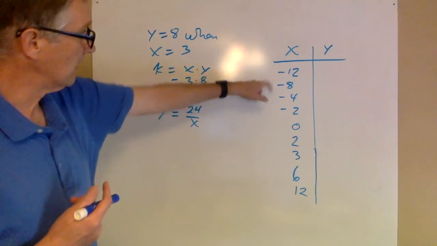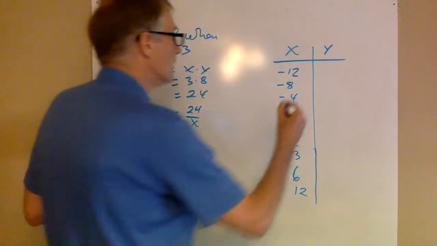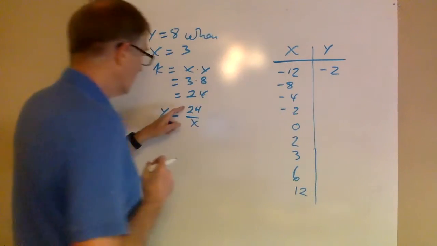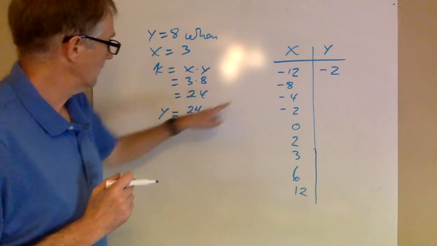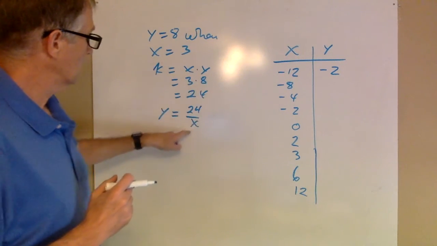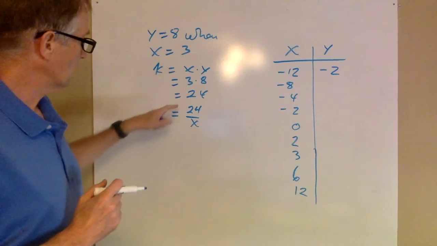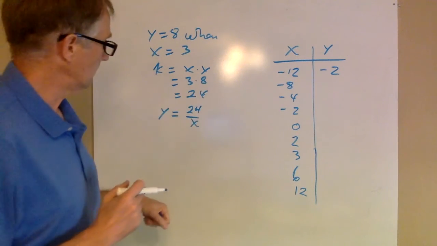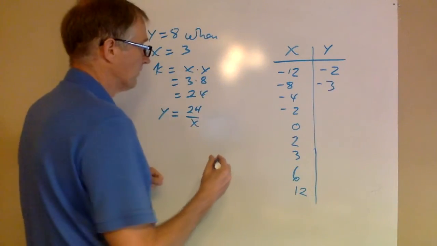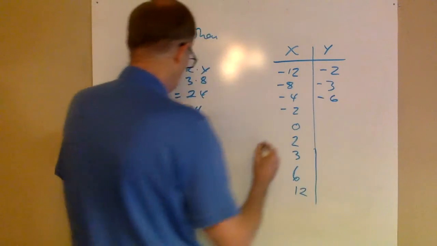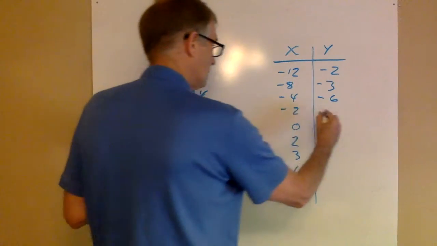24 divided by -12 is -2. Again, I just put in -12 for x right here. And hopefully I don't get these wrong. 24 divided by -8 is -3. 24 divided by -4 is -6. 24 divided by -2 is -12.